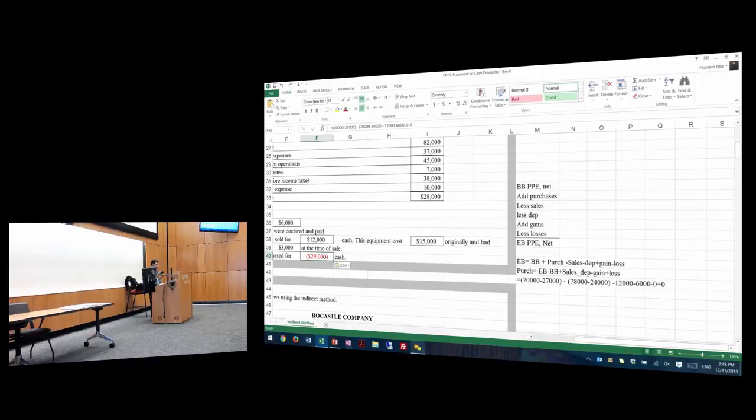Okay. Now, where is the mistake? Sorry? We're supposed to add depreciation. Okay? So here, this one is supposed to be added. And the 12,000 are supposed to be added. Right? Okay. So in this case here, purchases is equal to depreciation.